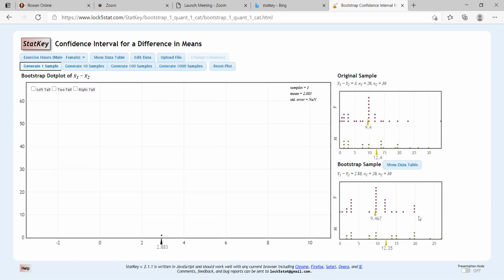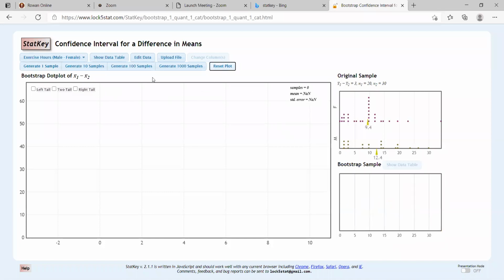And here's a bootstrap sample. For this bootstrap sample, notice that the mean for males is now 12.35, and the mean for females is 9.467. If you subtract those two, the difference in their means is 2.88. We wanted to see if males exercise more on average than females. That's really what we're looking at here. x1 bar represents the males, x2 bar represents the females.